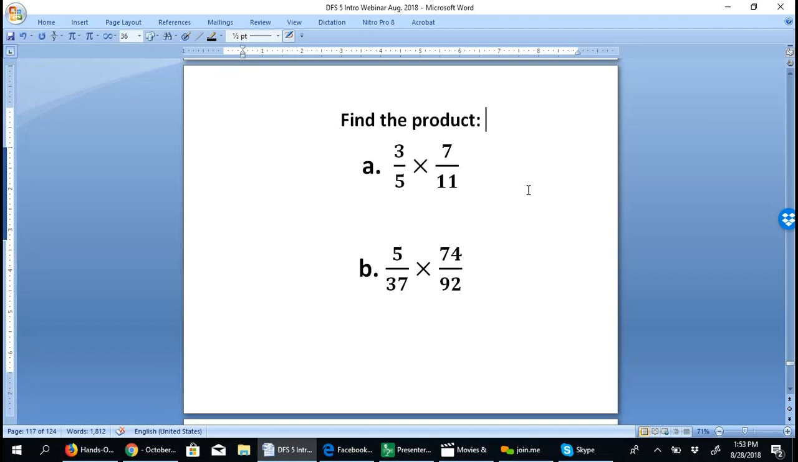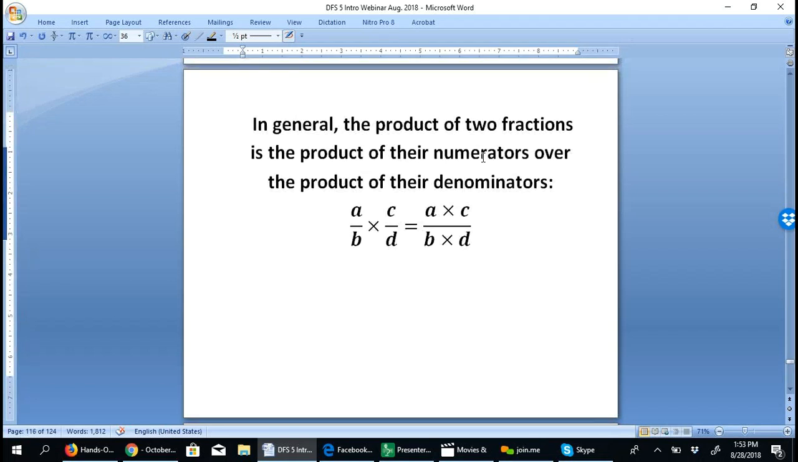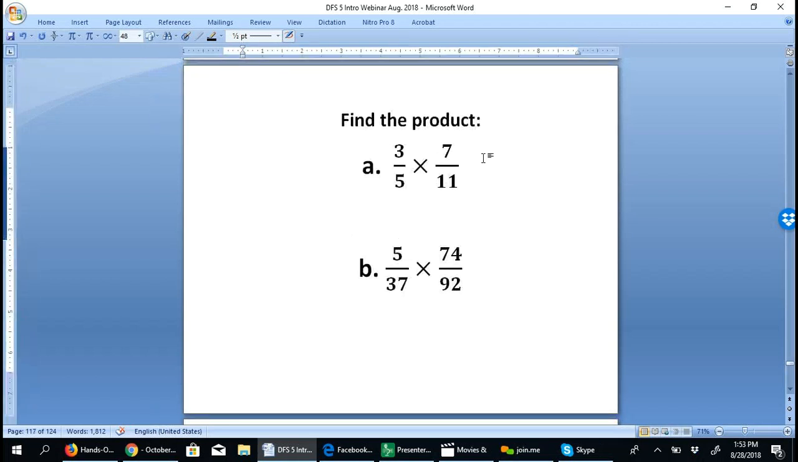Okay, I need your help here. First example, what is 3/5 of 7/11? You may use this formula. Okay, I'm seeing 21/55. 3 times 7 is 21. 5 times 11 is 55.